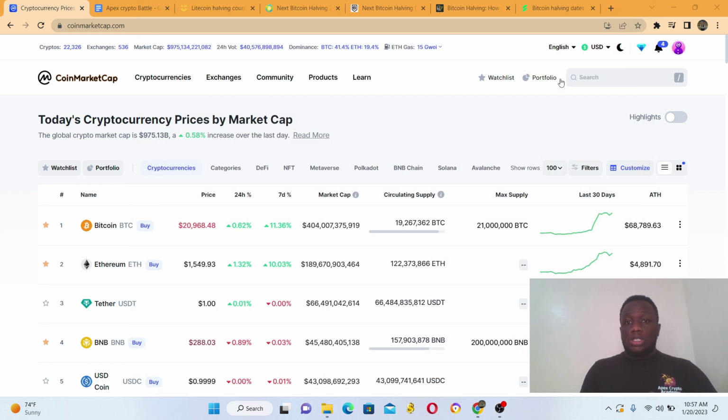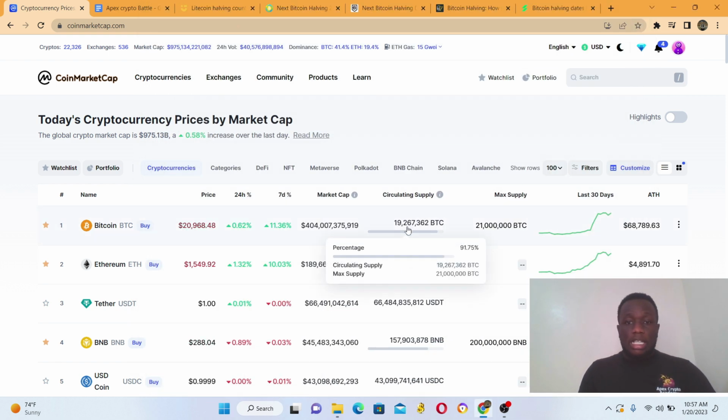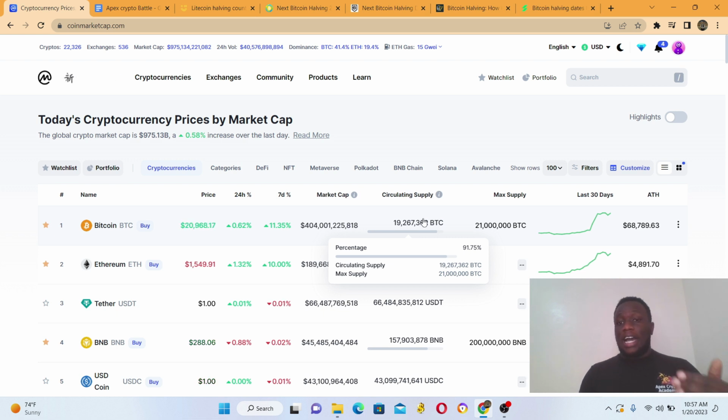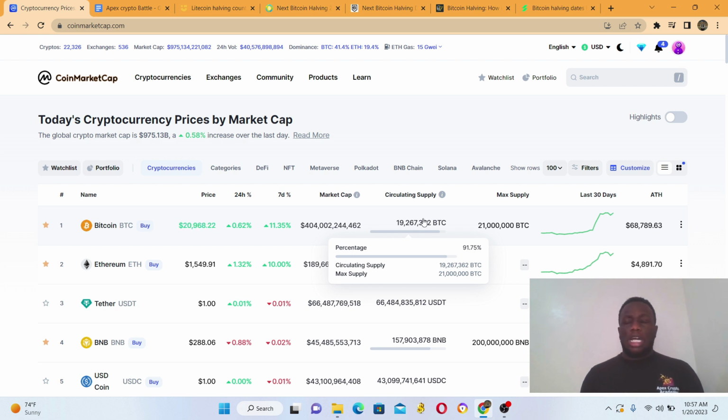So when you go to CMC, you can see right now we are at 19,267,362. So tomorrow, this value is gonna be added by 900, because that is the current halving rate. So halving is done so that we can release Bitcoin to the economy every day. And some of these crypto projects now have what you call the halving mechanism. So what is halving in simple terms?